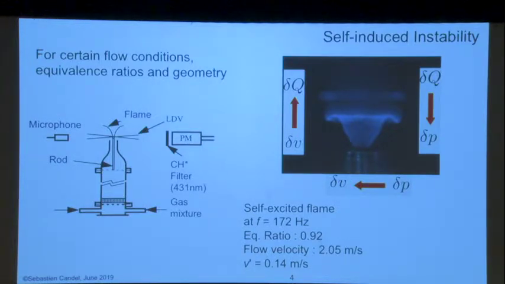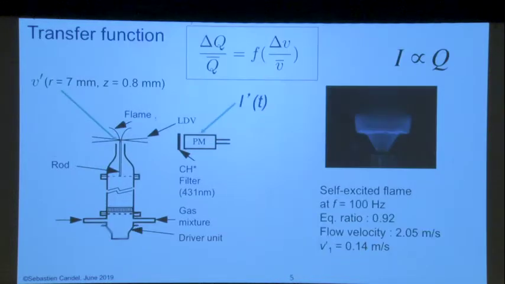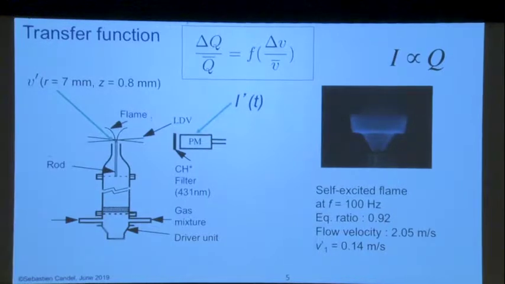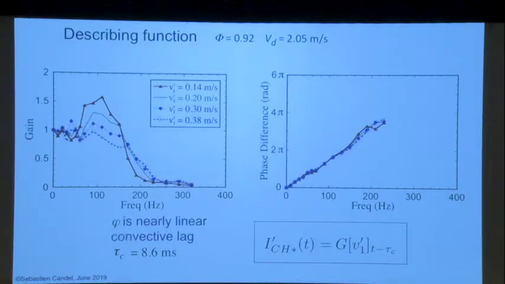The flow velocity is here, the equivalence ratio. Velocity fluctuations about 0.14 meters per second compared to the mean velocity here. So delta Q over Q bar is a function of delta V over V bar. Q prime over Q bar is a function of V prime over V bar. So in this case, this is 100 hertz. These are the conditions. And we know that the describing function for these flames looks like that.